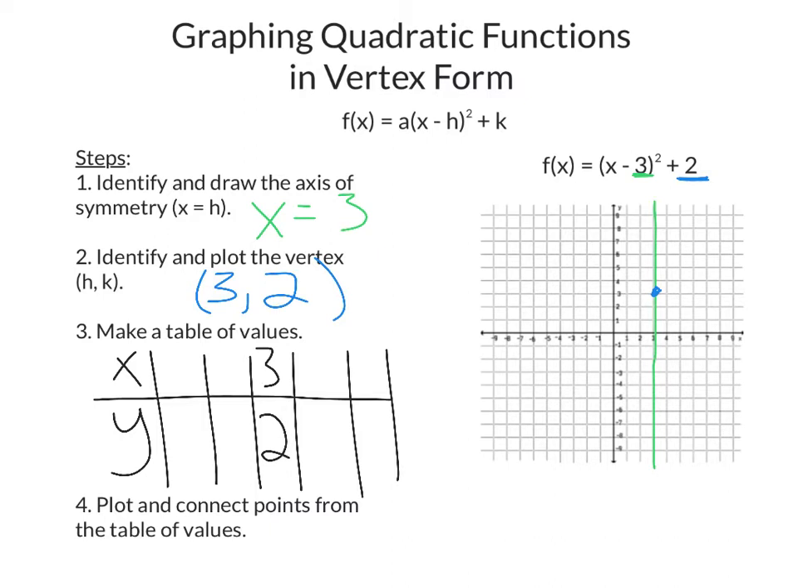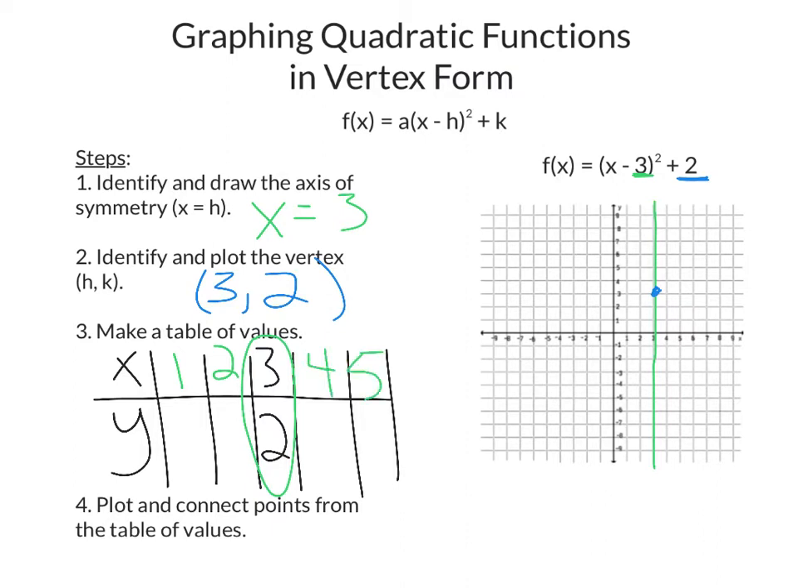Now to finish making my table of values, I will only have to input 2 values of x to get my y values because of the symmetry. I want to choose 2 values that appear to the left and right of my vertex. So 2 values that are to the left of the vertex, or to the left of 3, would be 2 and 1, and to the right of 3 would be 4 and 5.